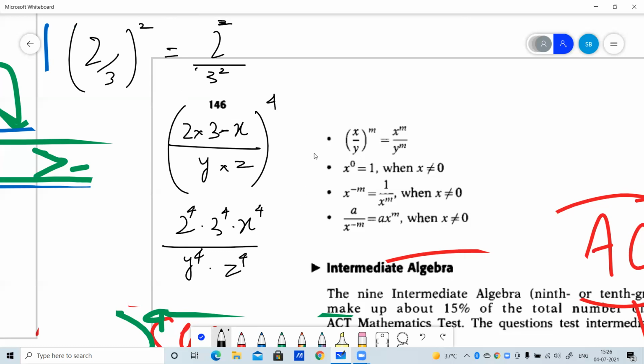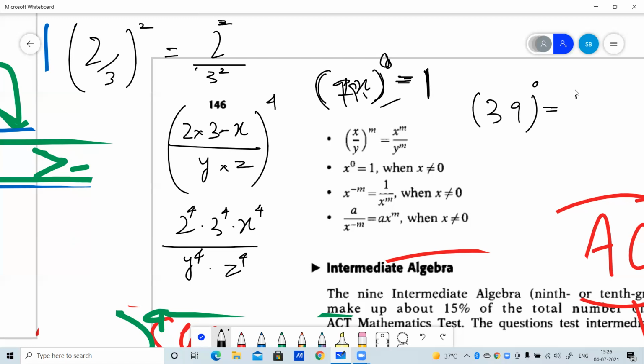And the fifth point will be anything raised to the power 0 is always 1. That anything cannot be 0. It can be maybe 1 or some variable x or some 99. Anything raised to the power 0 is always 1. For example, 39 raised to the power 0 will be how much? It'll be 1. That's what I'm saying. Anything raised to the power 0 is 1, always. There's only one answer to this, 1.